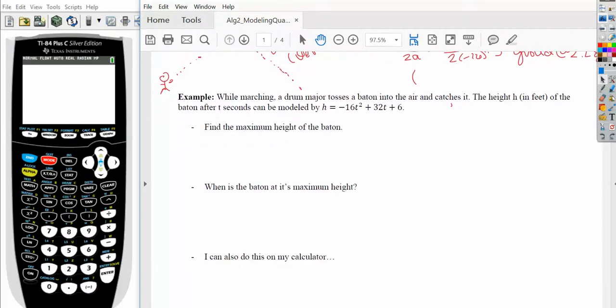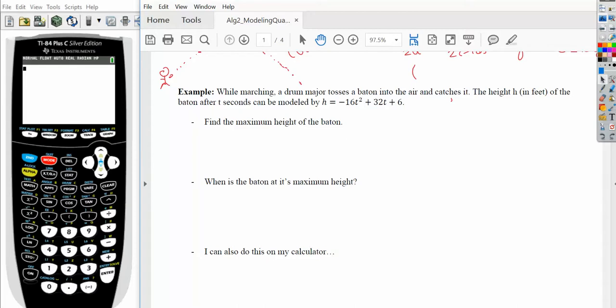Alright, so if we look at this, it says, while marching, a drum major tosses a baton in the air and catches it. The height and speed of the baton after 2 seconds is modeled by this equation. So I'm going to use that equation. And now my pen's working again. Hooray! It says, find the maximum height. When it's asking for the maximum height, that's just asking for the vertex. So how I find the vertex is I have to do negative b over 2a first. So I have negative 32 over 2 times a, which is negative 16. So I have negative 32 over negative 32, so that's 1. And then I'm going to plug that in. So negative 16 times 1 squared plus 32 times 1 plus 6.